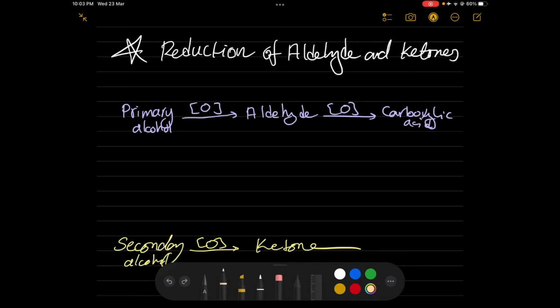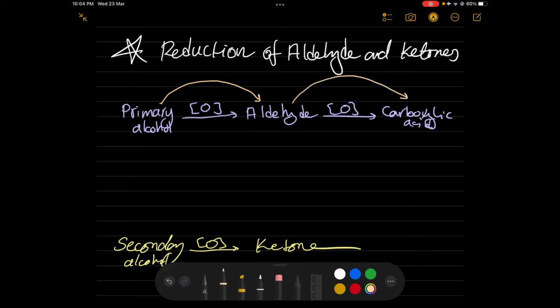Salam and welcome. In the previous video, we learned a lot of things about how to change primary alcohols into aldehydes in the form of an oxidation process. And you just remember that we used potassium dichromate. And if we make further oxidation of the aldehyde, we can get something called carboxylic acid.